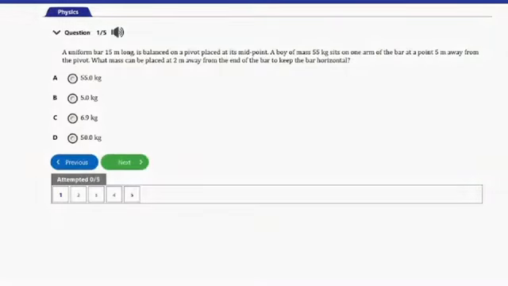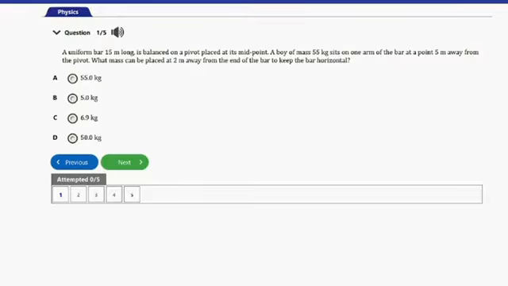In today's video, we have these 5 questions to answer on the topic equilibrium of forces. This video will be about the principle of moments. So let's quickly go ahead and start with the first question here.